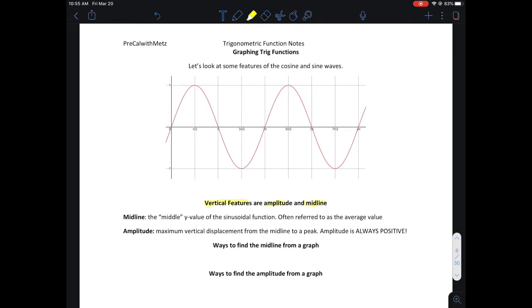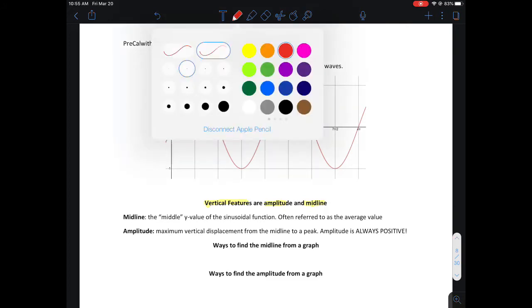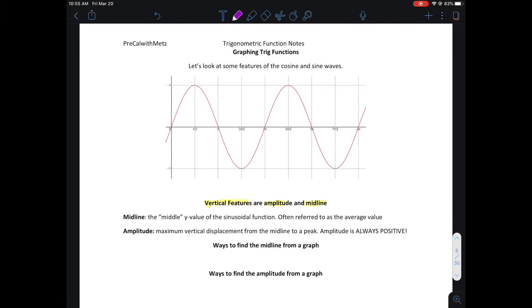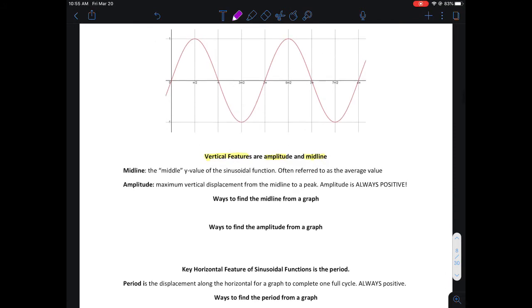Now, the midline, like its name, represents the middle value of y for the trig function. It's also known as the average value of the sine or the cosine wave, and sometimes it's referred to that in applications. So the midline is exactly halfway between the maximum and the minimum.